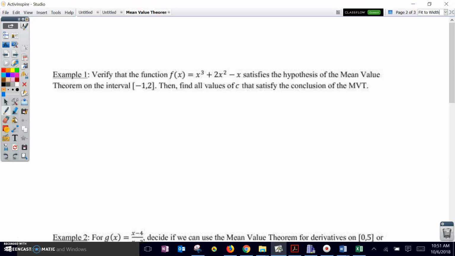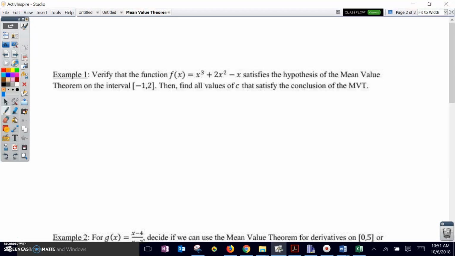Alright, example 1. Verify that the function f of x equals x cubed plus 2x squared minus x satisfies the hypothesis of the mean value theorem on the interval from -1 to 2, then find all values of c that satisfy the conclusion of the mean value theorem.